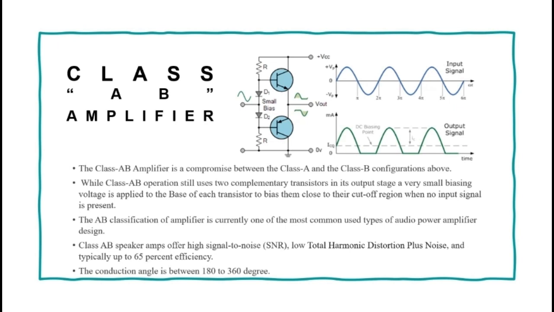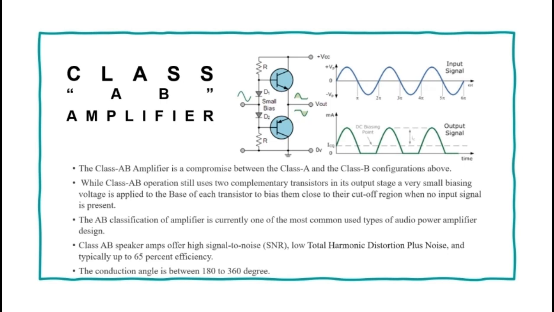The last class, class AB amplifier, is a compromise between the class A and class B configurations above. While class AB operation still uses two complementary transistors in its output stage, which are NPN and PNP, a very small biasing voltage is applied to the base of each transistor to bias them close to their cutoff region when no input signal is present. The AB classification is currently one of the most commonly used types for audio power amplifier design, because it can conduct for an angle between 180 and 360 degrees.